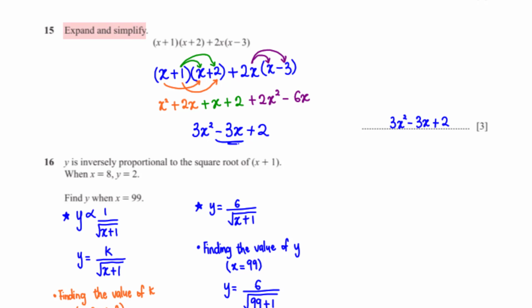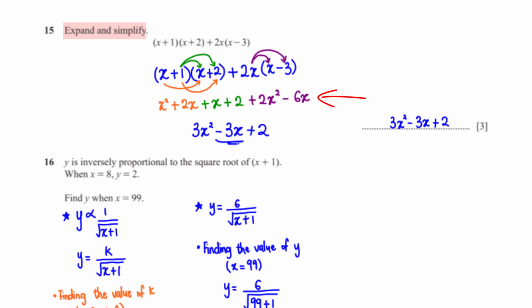Expand and simplify. (x plus 1)(x plus 2) plus 2x(x minus 3). So let's expand the brackets. x times x gives us x squared. x times 2 gives us 2x. 1 times x gives us x, and 1 times 2 gives us 2.